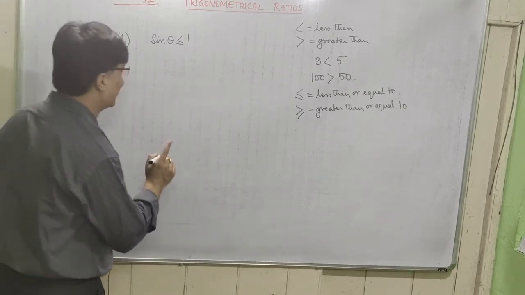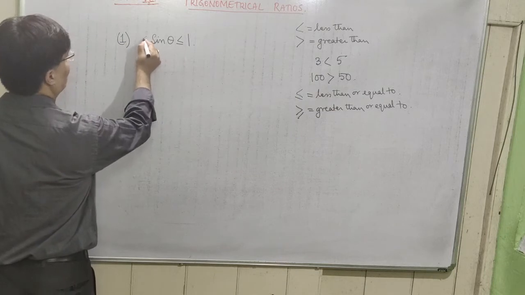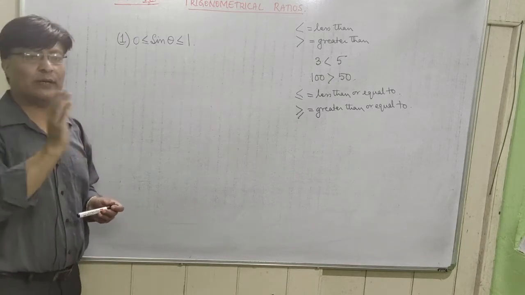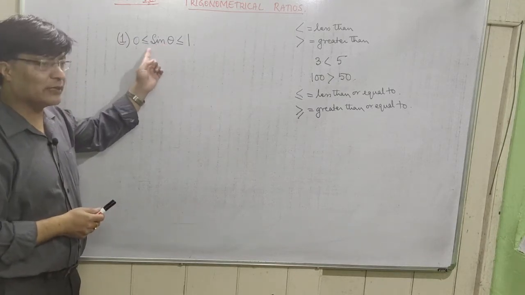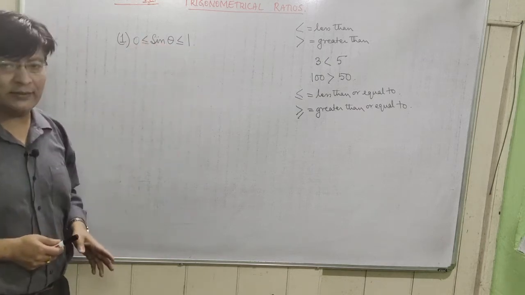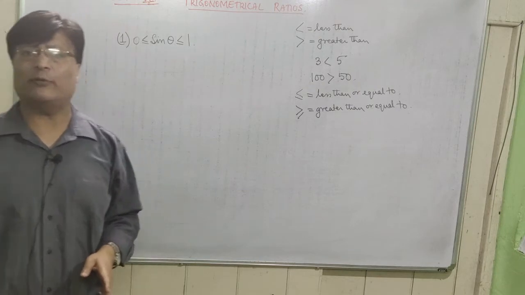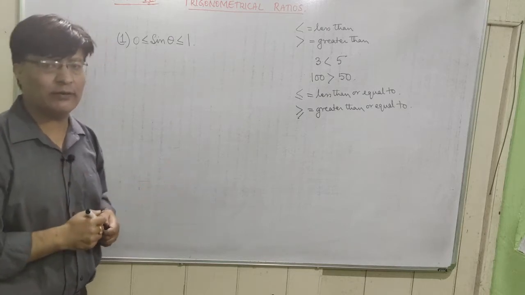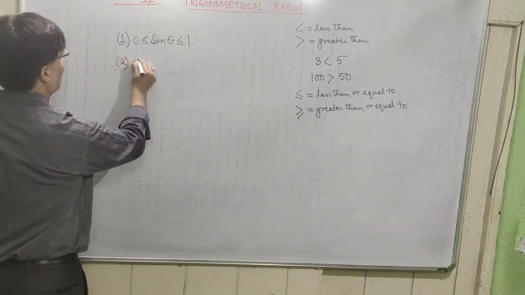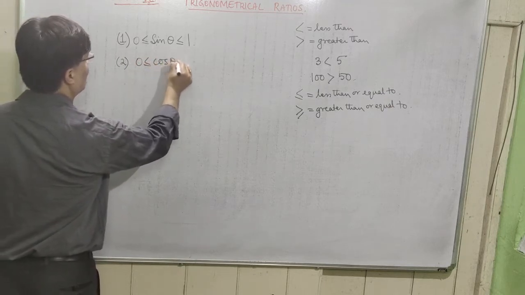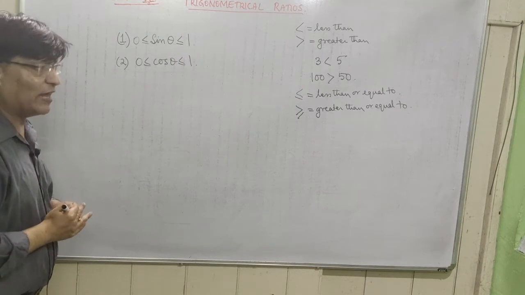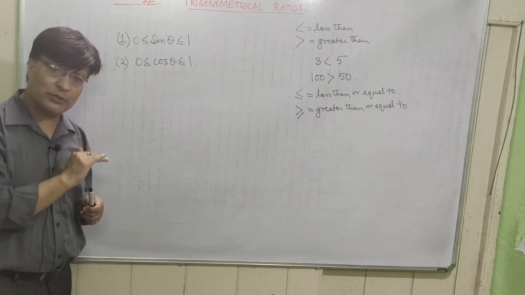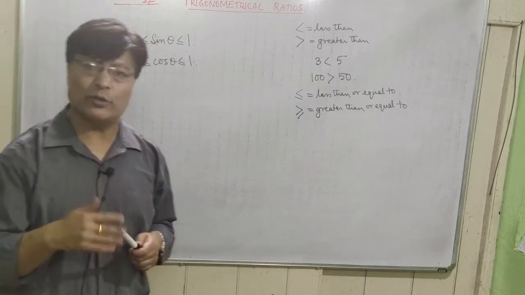So you should always know that sin theta is less than or equal to 1, but it is always greater than or equal to 0. So sin theta lies within 0 and 1. Sin theta should not be greater than 1; the value for sin theta cannot be greater than 1. Similarly, cos theta is also 0 less than or equal to cos theta less than or equal to 1. The value for cos theta always lies within 0 and 1. Cos theta may be equal to 0, but it should always be less than or equal to 1.